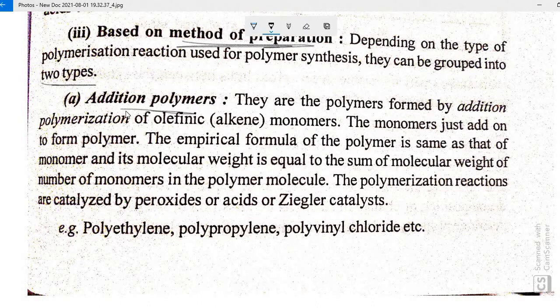We will discuss first addition polymers. So what is addition polymers? Addition polymers are formed by addition polymerization of olefinic alkene monomers. Alkene means what? Double bond. They are also called chain growth polymers. And here monomers just add on to form a polymer.